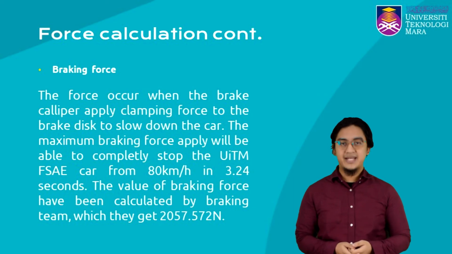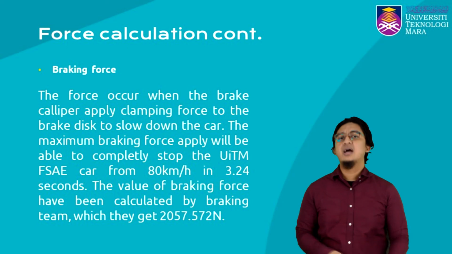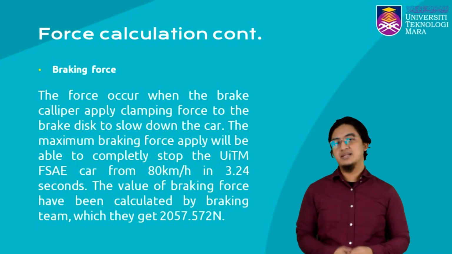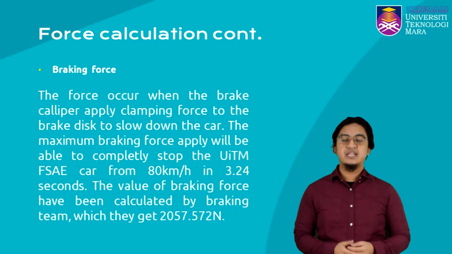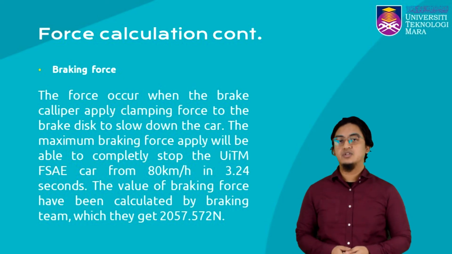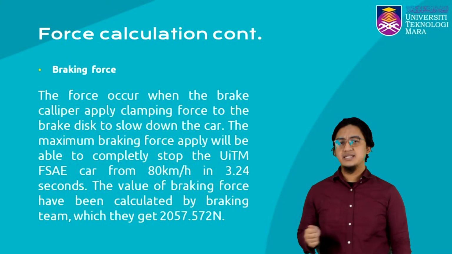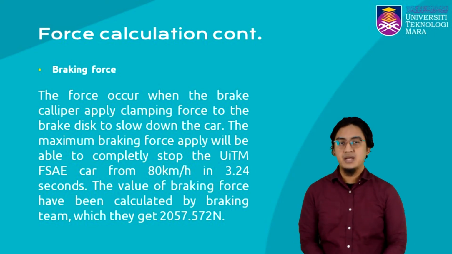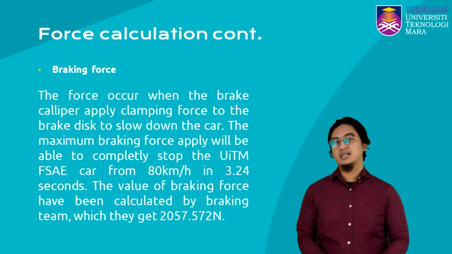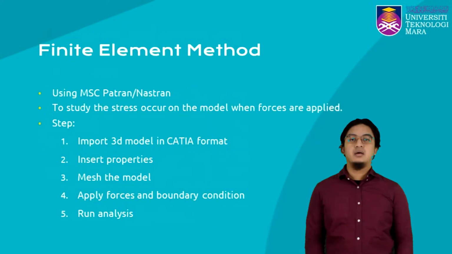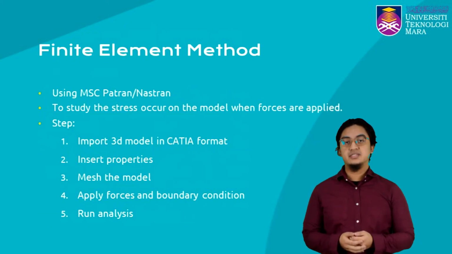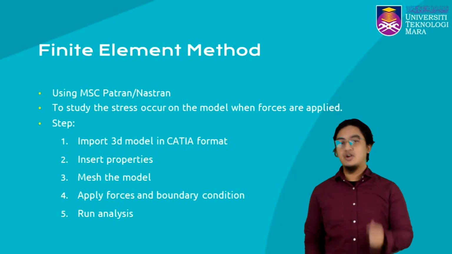Lastly, the braking force. This force occurs when the brake caliper applies clamping force to the brake disc to slow down the car. The maximum braking force applied will be able to stop the UiTM FSAE car completely from 80 km per hour in 3.24 seconds. This calculation has been made by the braking system team, thus it will not be shown here. The value of braking force is 2057.572 Newton. After determining the forces, we are ready to perform analysis on the model.